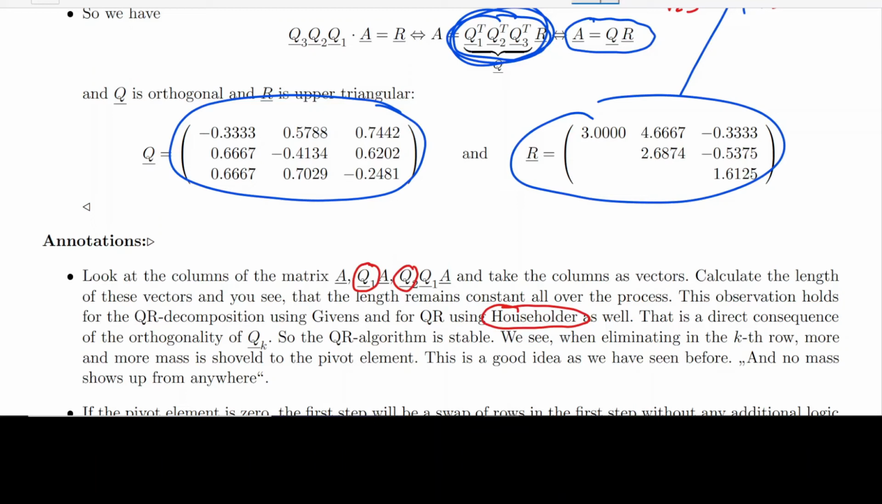And so in some sense, I don't want to go too much into detail, a mathematician would say this is a stable algorithm because the length is kept. The length is not kept if you do the LU decomposition, but for the QR transformations, this is stable. The length is always kept.